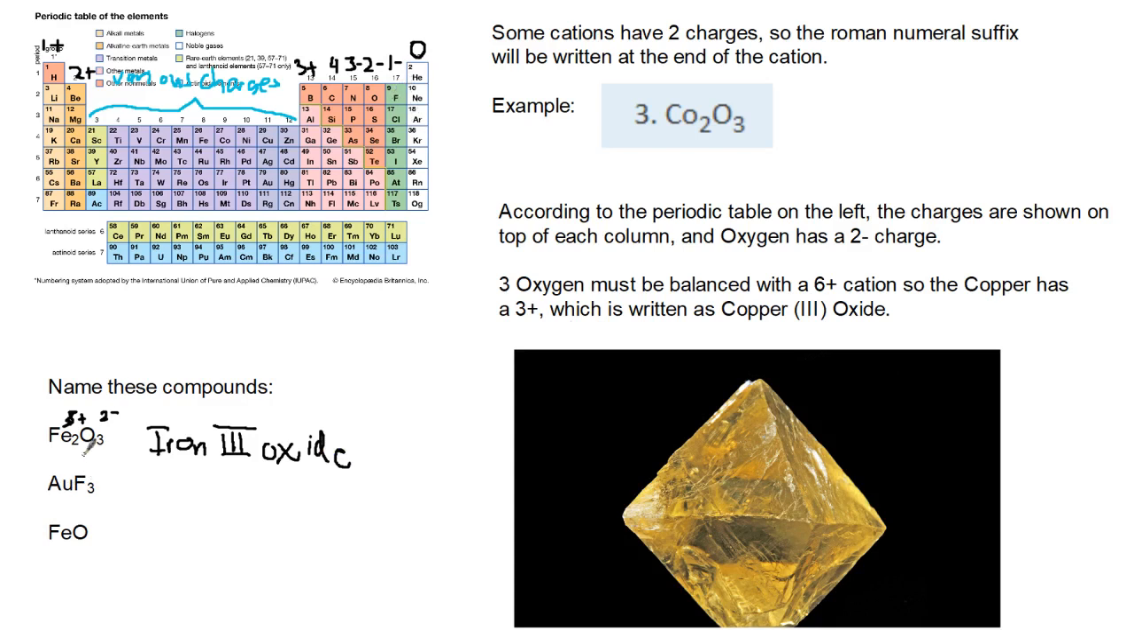Next we have gold and fluoride. Fluoride has a 1 minus charge, or just a minus charge, right? So 3 of them form a 3 minus charge, so we need a 3 plus charge to counter that. So gold 3 fluoride.